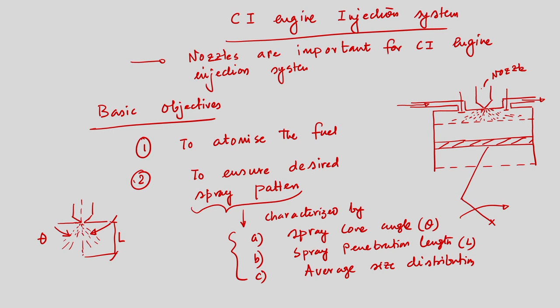Now, if the fuel nozzle is not functioning properly, then either the nozzle is not able to develop spray, or the nozzle is able to form spray, but the spray pattern is very erratic or abrupt, such that part of the fuel will be supplied to the corner areas, and some part of the fuel will be striking the walls of the cylinder.